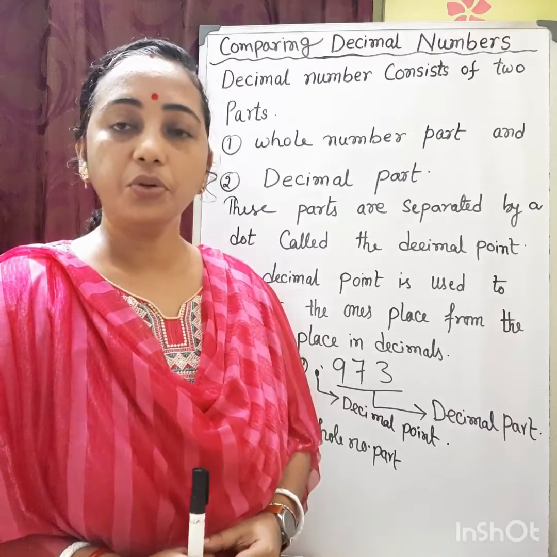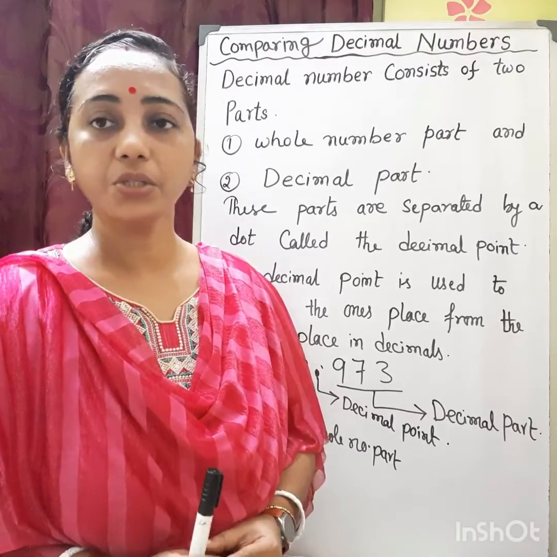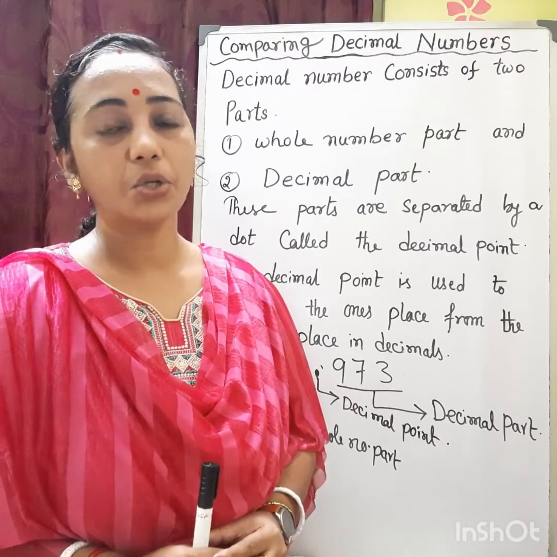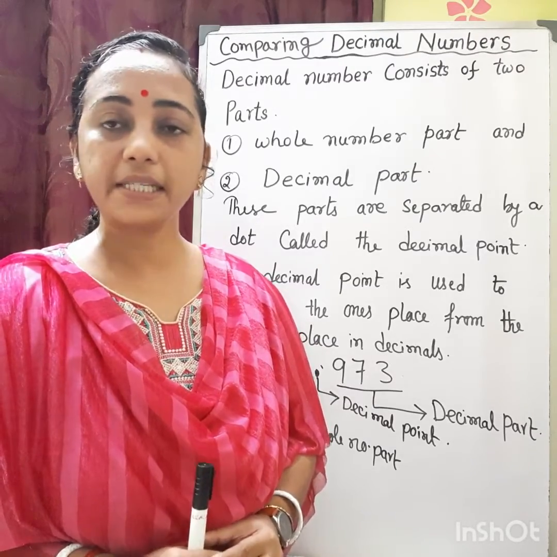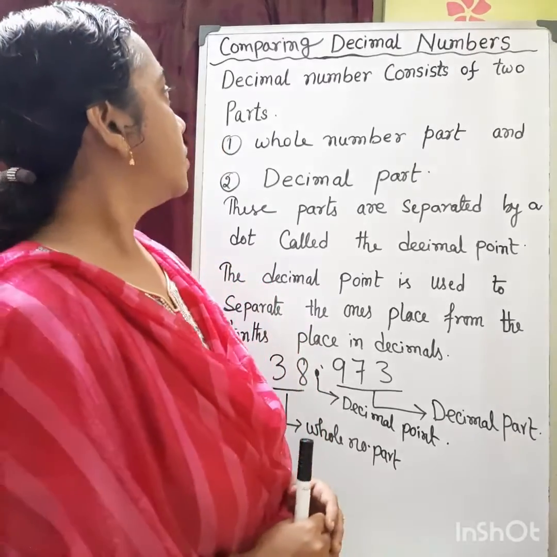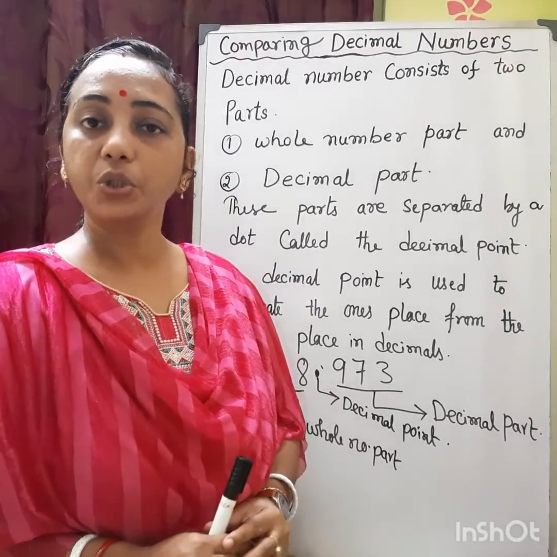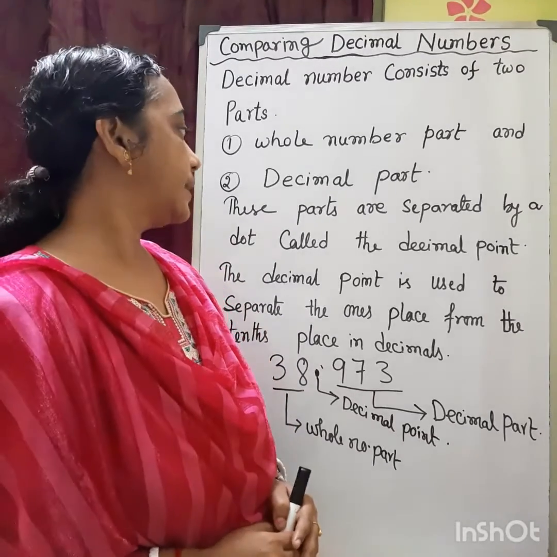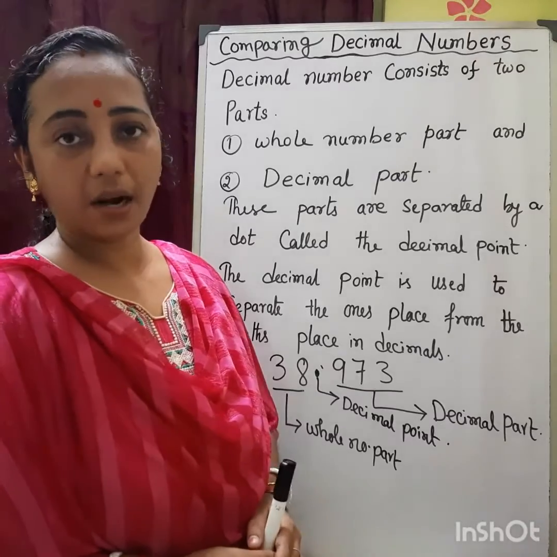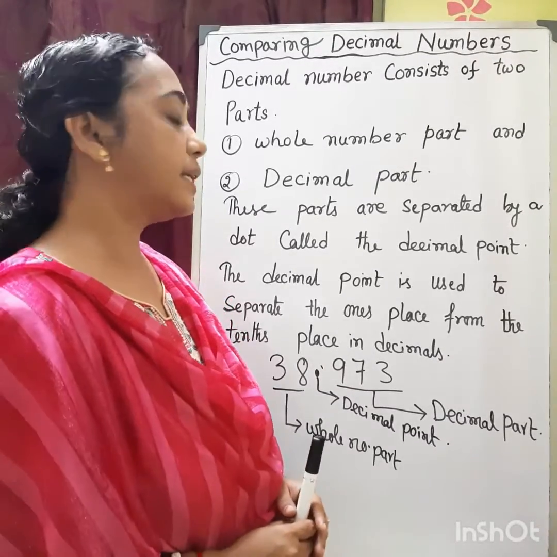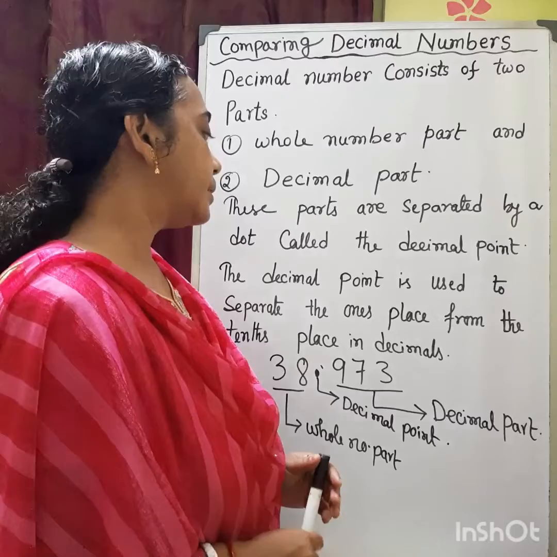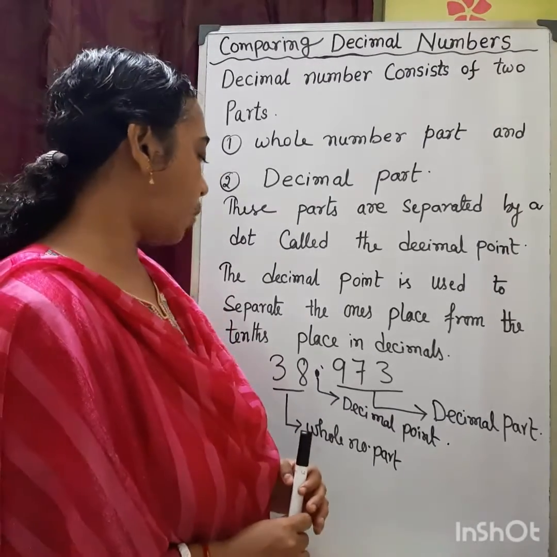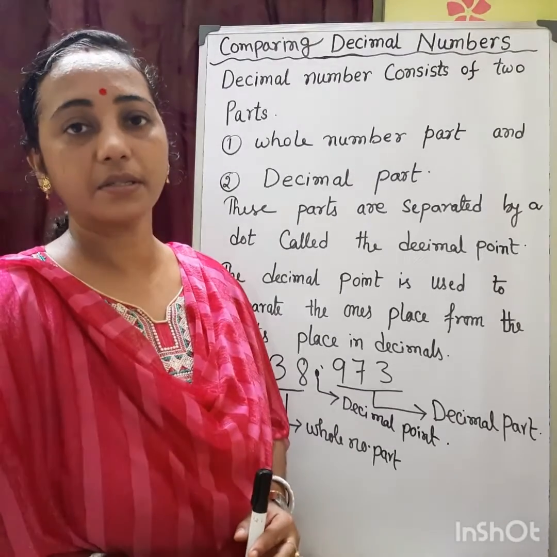Today in this video, you will learn how to compare two or more decimal numbers. In your earlier classes, you have already learned about decimal numbers. A decimal number consists of two parts. One is called the whole number part, another is the decimal part. These parts are separated by a dot called the decimal point. The decimal point is used to separate the ones place from the tenths place in decimals.